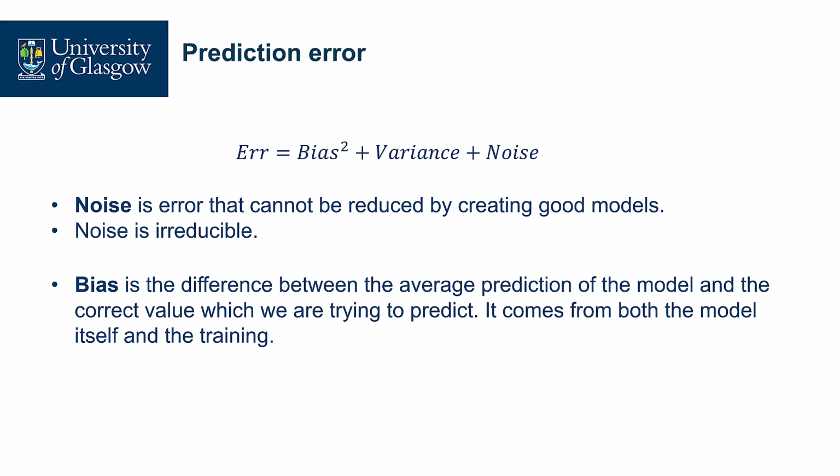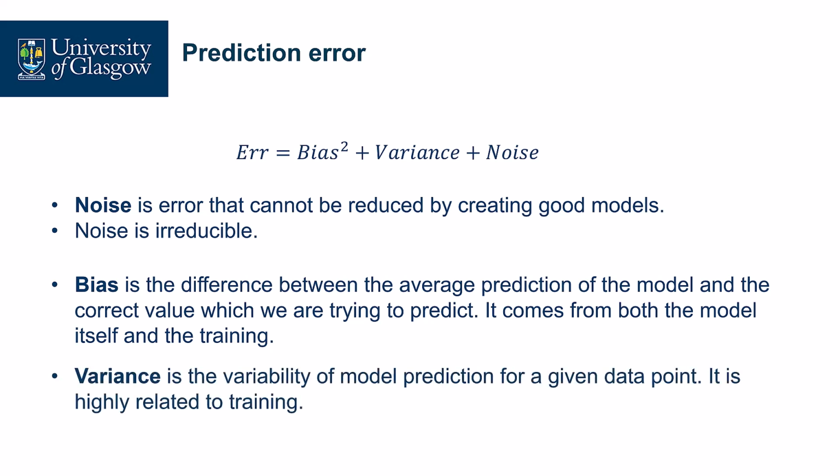Variance is different. The definition of variance is the variability of model prediction for a given data point. This is highly related to training, and we will provide more explanation and examples later in this session. Let's first see the bias.